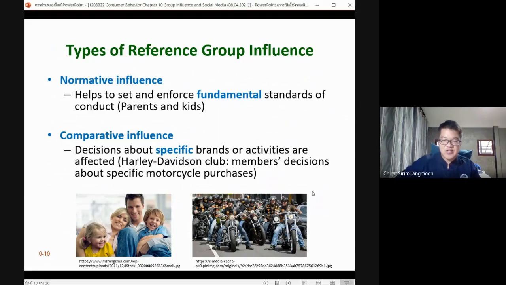So in conclusion, again for this page, normative influence is about the fundamental standard that people around you, or specifically your parents, are going to teach you. This influence helps you to be a good person or to live in society easily, because they teach you the things that you need to follow. So this is normative influence. But if your influence comes from the opinions of other people who share the same interest, this is comparative influence.